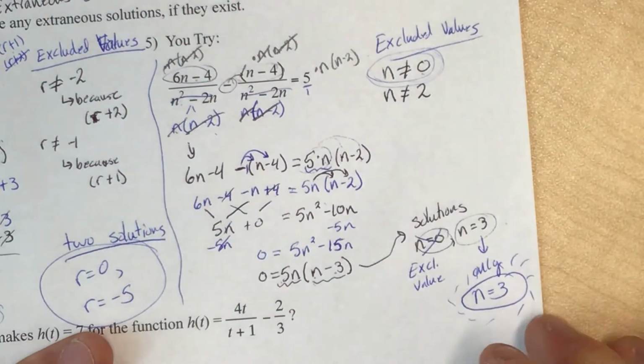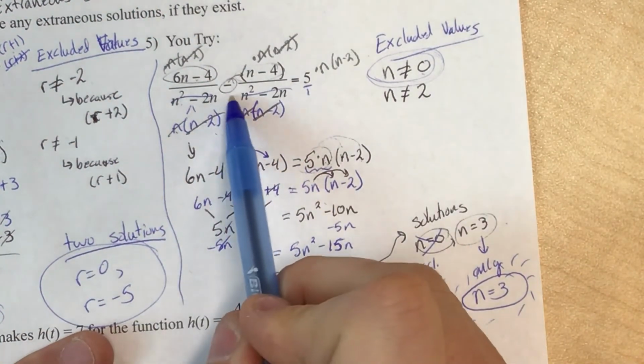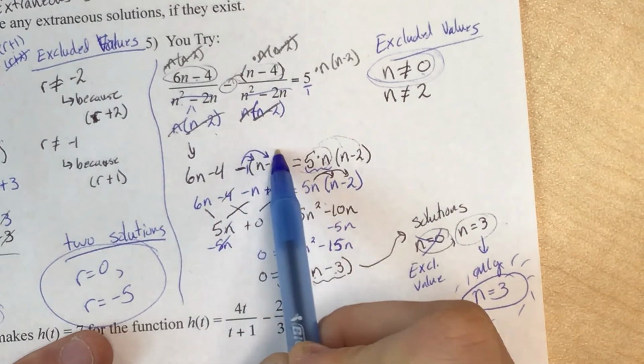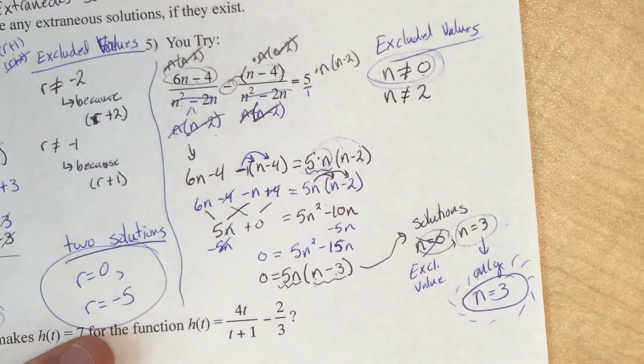So hopefully you got somewhere close to that. The trickiest part, I would say, was this negative. It has to distribute into the n, and the negative has to distribute into the 4 to make a positive 4.